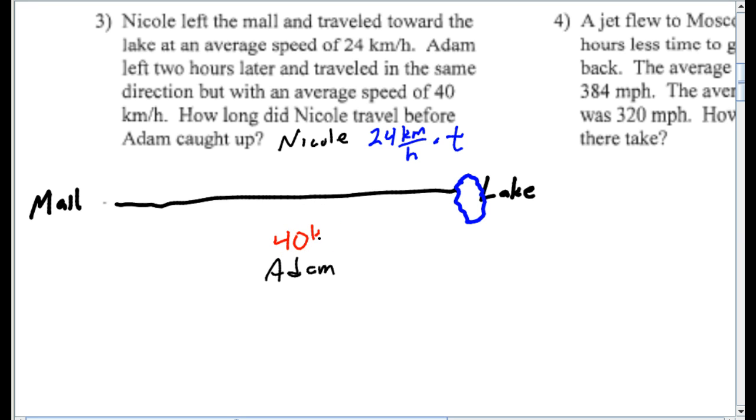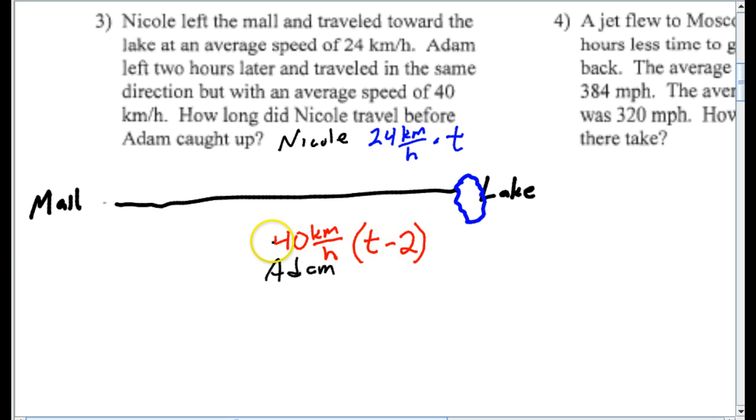So how is this problem the same? How is it different? Oh, time. How long, compared to Nicole, how long is Adam driving for, if he leaves 2 hours later? Driving 2 hours more, 2 hours less. Yeah, he leaves later, so he drives less. So his time is whatever Nicole drove minus 2 hours, if he left 2 hours later.